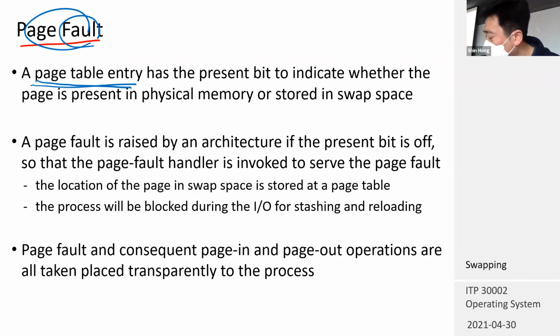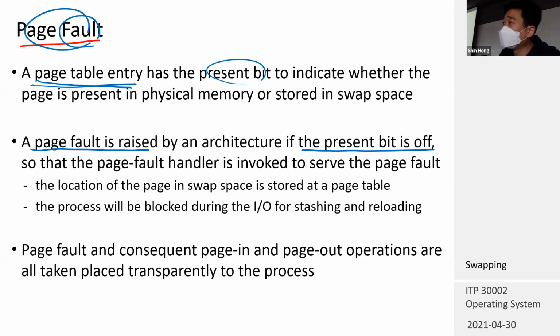So the page table entry now has a present bit, to use the swap space as an extension of the main memory. And a page fault is raised by the architecture when the target page's present bit is off. Then what? The page fault handler will be invoked to resolve this situation. It's a kind of problematic situation, because the processor is to access the memory, but the corresponding data is not present in the main memory.